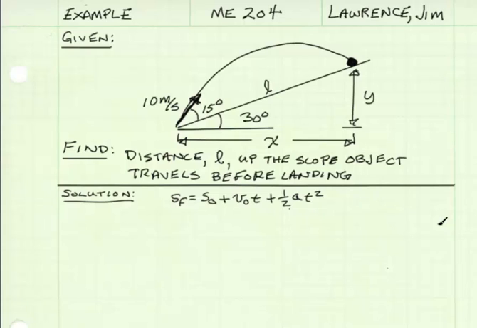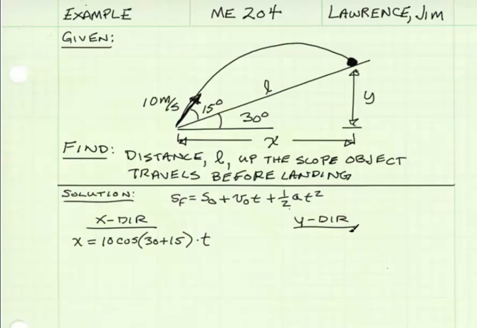Now we need to break this into parts. So we need to look at the x direction and we need to look at the y direction. In the x direction, if we use our equation here, our final position will be x. Our initial position is 0 because we started at the origin. Our initial velocity, v0, is equal to 10 times the cosine of 30 plus 15. That will give me the x direction component. And then all of that times the time is equal to my x direction. There's no acceleration in the x direction when we neglect air resistance.